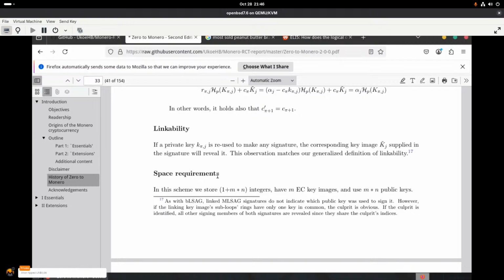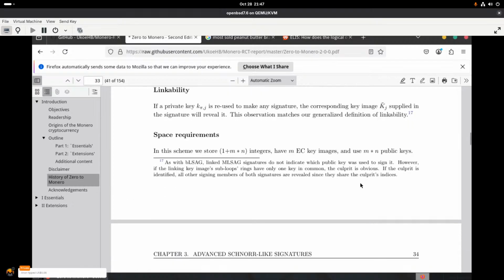As with BLSAG, linked MLSAG signatures do not indicate which public keys were used to sign it. However, if the linking key image's rings have only one key in common, the culprit is obvious. If the culprit is identified, all other signing members of both signatures are revealed since they share the culprit's indices.